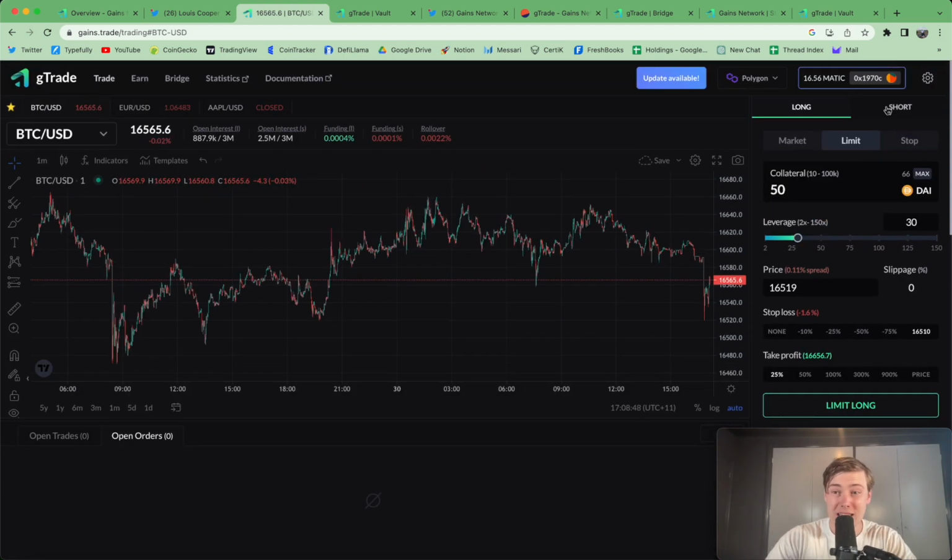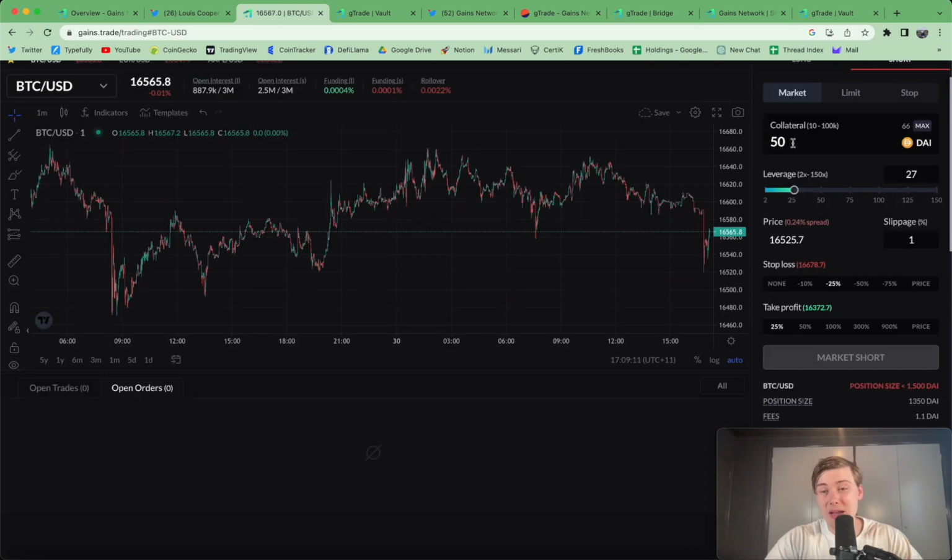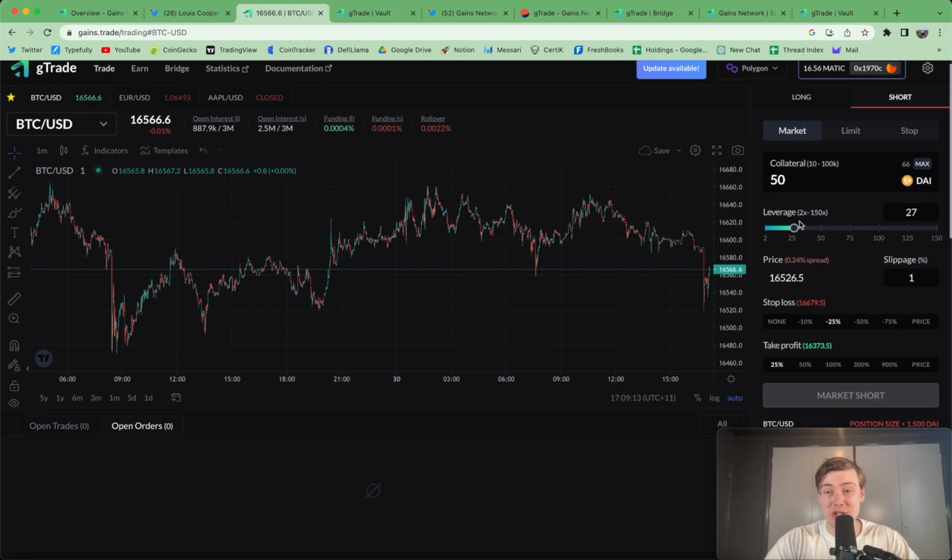Now, if I wanted to short, it's the exact same thing. You just click on short in the top right, and I can also set a limit order for a short. I can adjust my leverage, exactly how much I want to bet as well. Also, if you want to do a market order, you can do a market order, which means it'll execute straight away. So I'll show you what this looks like in practice.